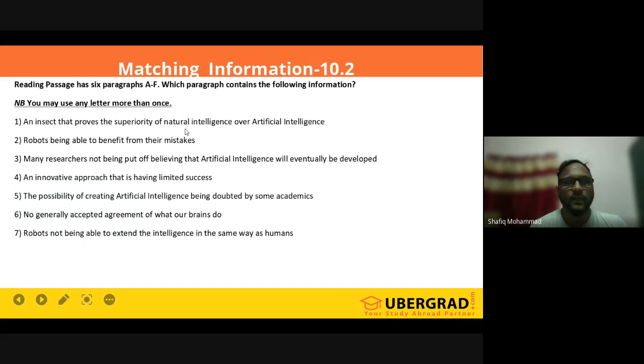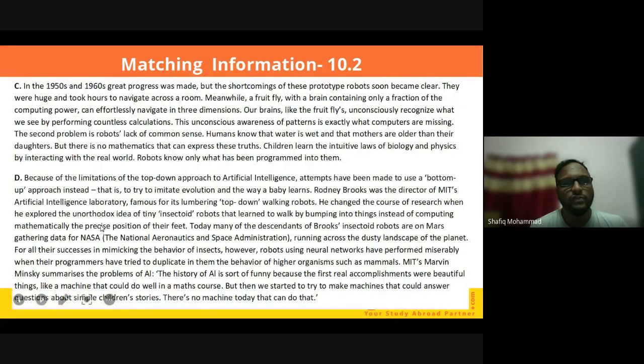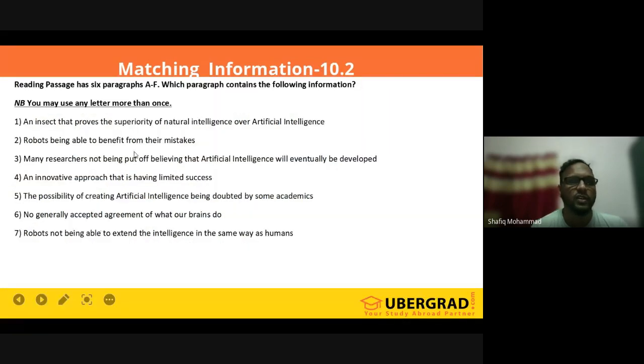So let's see. We have seven questions here. I want you to read the paragraphs quickly and come to a conclusion which paragraph has the information here. So read the instructions carefully and start doing it. You have exactly 7 minutes. Okay, I'll give you 10 minutes. Fast. So it is 10.2, guys. Robots are coming. It's a very interesting topic. So this again comes under matchings.